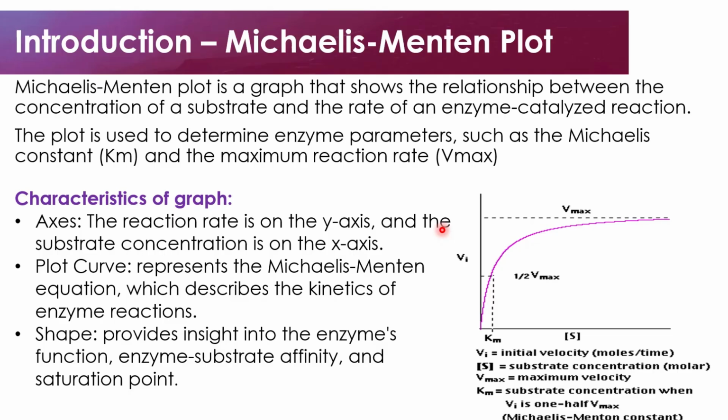So let us start by looking at the axes. What we have to note is that the reaction rate is on the y-axis, as seen over here, and the substrate concentration is on the s-axis. Also, the plot curve represents the Michaelis-Menten equation, which describes the kinetics of enzyme reactions. And the shape of this plot also provides insight into the enzyme function, the enzyme-substrate affinity, and the saturation point for our substrate.